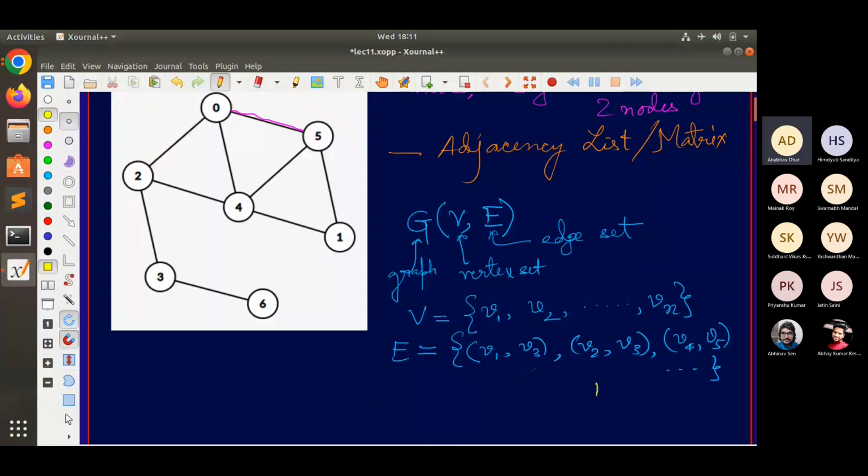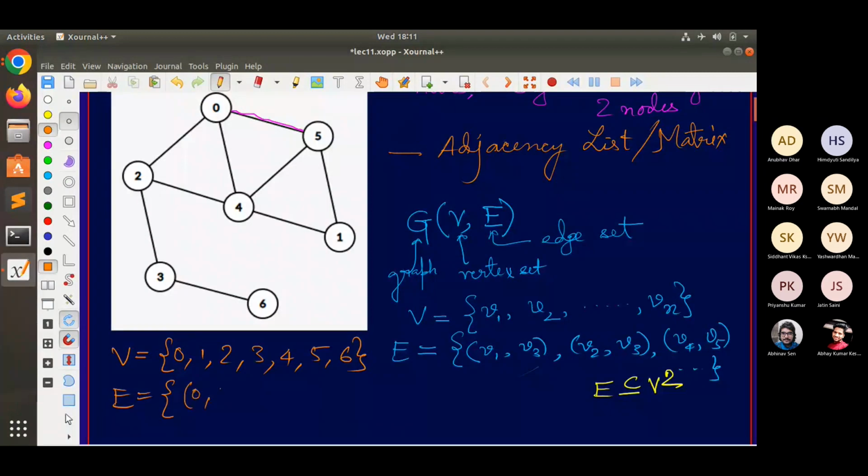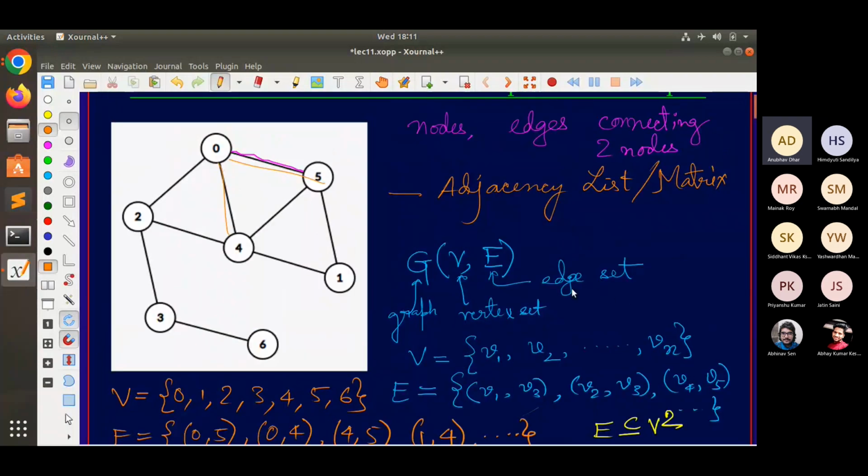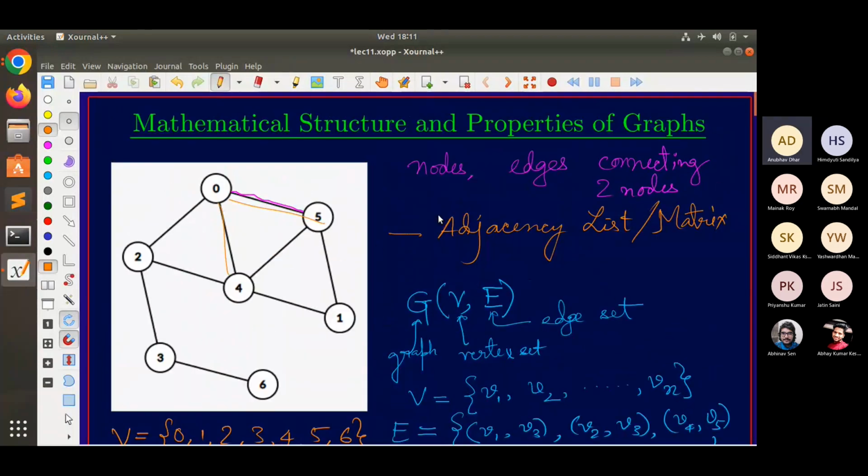So over here, let's write this particular statement. Okay. Now, for example, this graph we can represent in some way like V = {0, 1, 2, 3, 4, 5, 6}, and E = {(0,5), (0,4), and so on, (4,5), (1,4)}. Let's not waste time by writing all the edges, but mathematicians write the graph in this format.